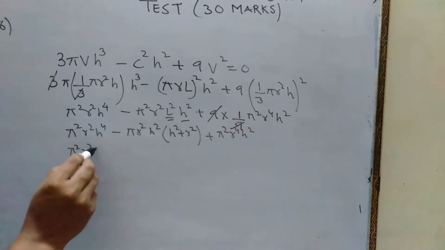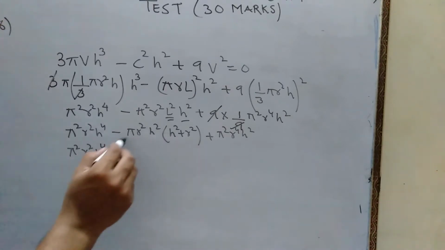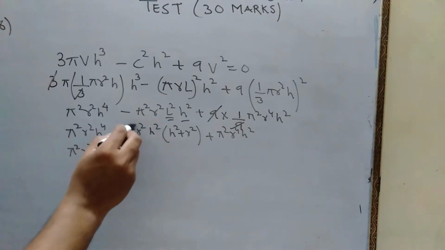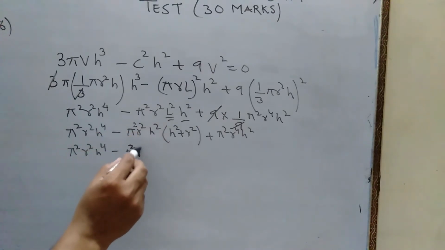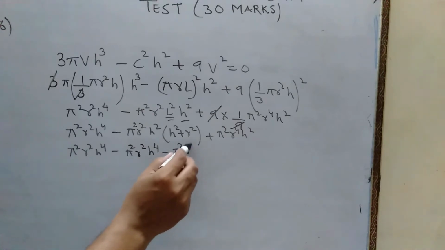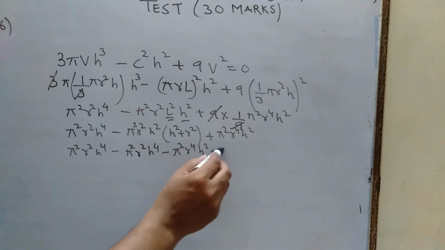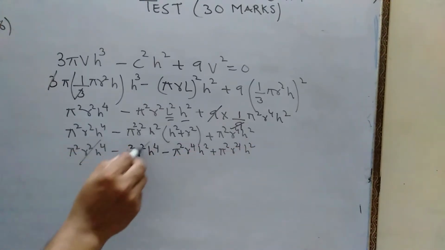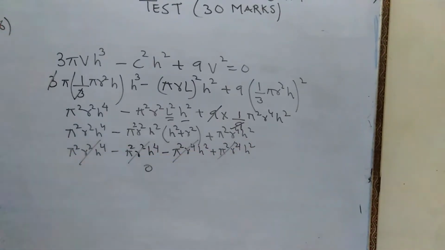Pi square r square h to the power 4 minus pi square r square h to the power 4 minus pi square r to the power 4 h square. So it will get cancelled, we get 0.